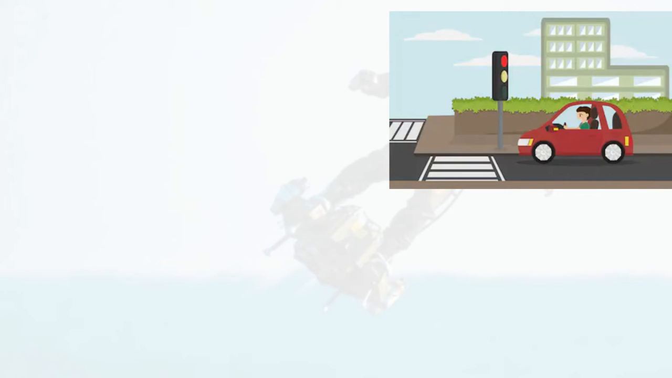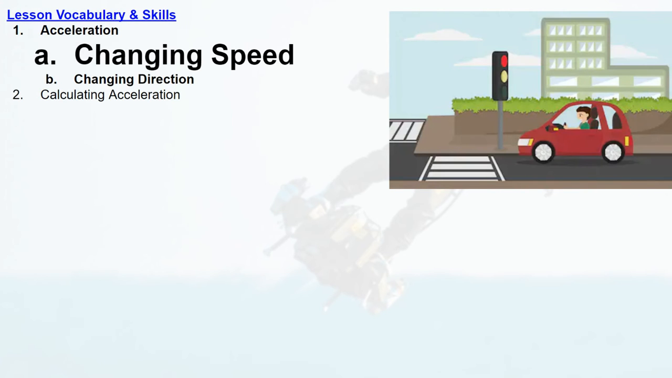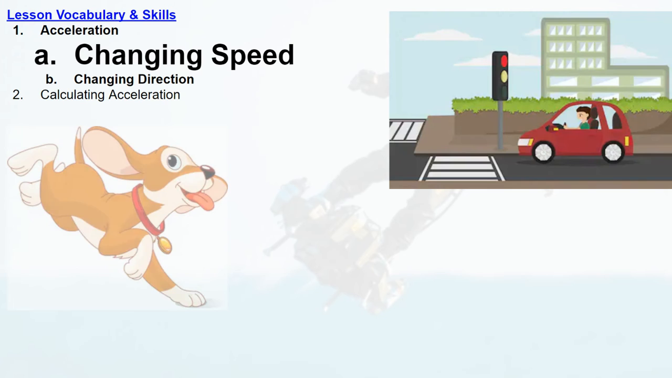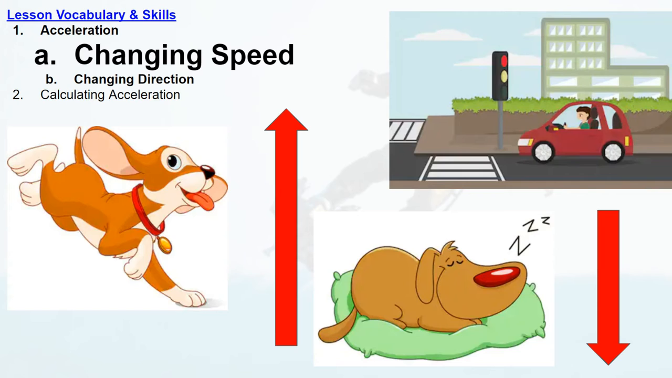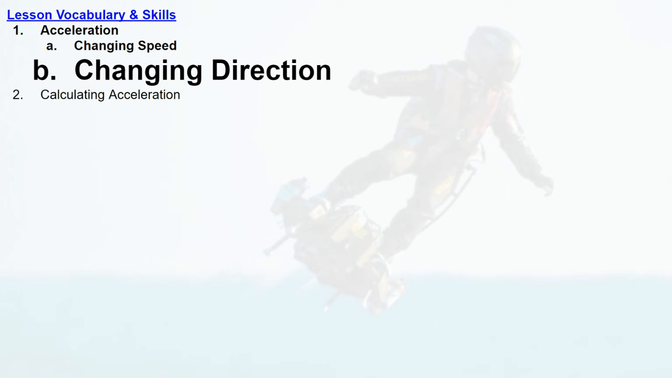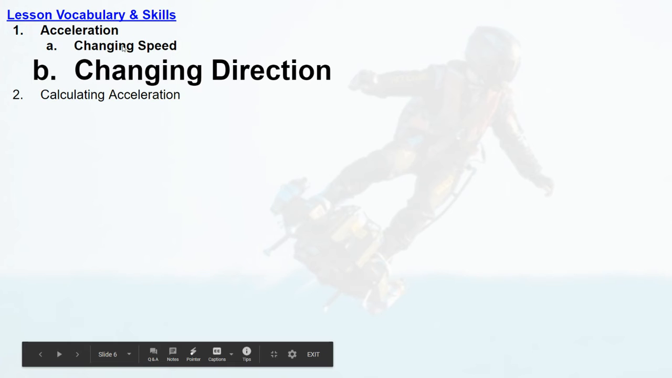As mentioned previously, a car that begins to move from a stopped position or speeds up to pass another car is accelerating. If there is a change in speed, either speeding up or slowing down, it is called acceleration. But one thing that many people don't think of is that a change in direction can also be considered acceleration. So that's the second part here under acceleration, changing direction.